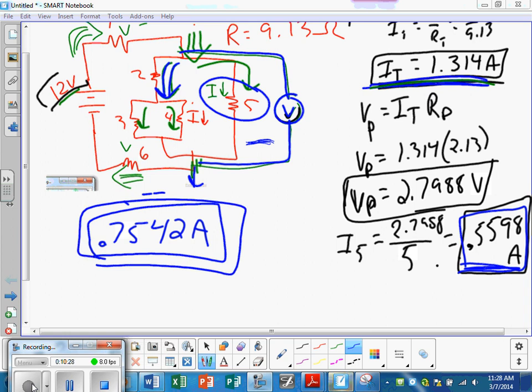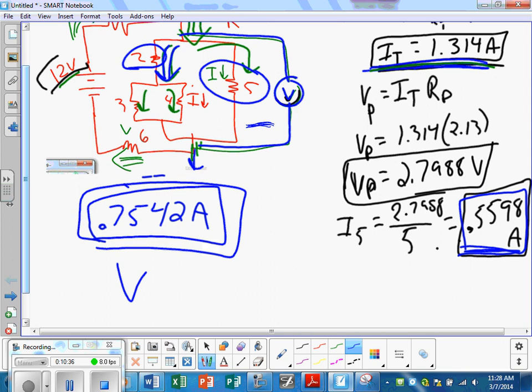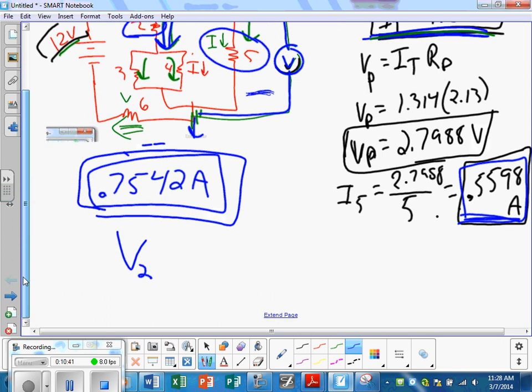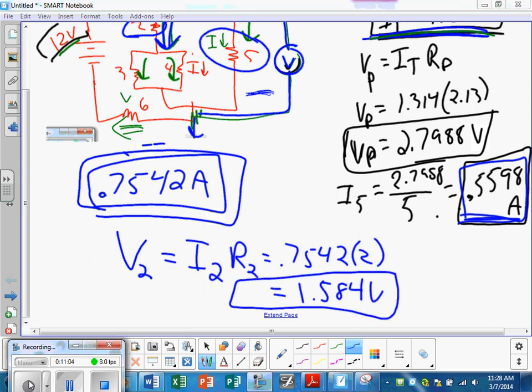Okay, so now we're going to use this current to figure out the volt drop that I lose right here at the 2 ohm resistor. The volt drop across the 2 ohm resistor is the current across the 2 ohm resistor times the resistance of the 2 ohm resistor. In this case, it's 0.7542 times 2, or the volt drop is 1.5084 volts.